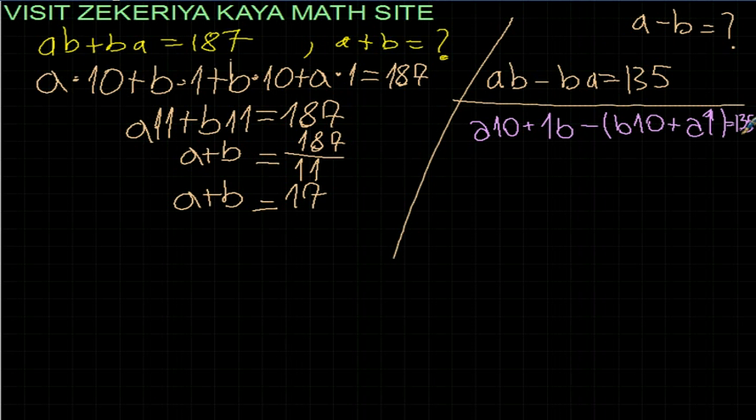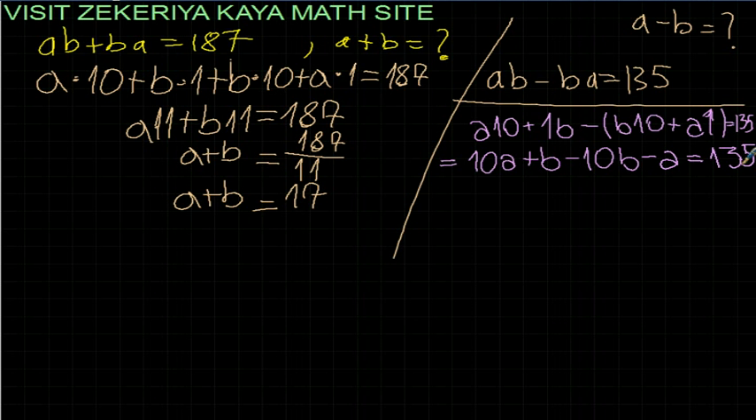Now, start from here, please. 10A, right there, what I told you. 10A plus B, or 1B, minus 10B. We must open the parentheses, minus A. No parentheses. Go 2 times back. Minus A, or minus A1 you wrote here, equal to 135.